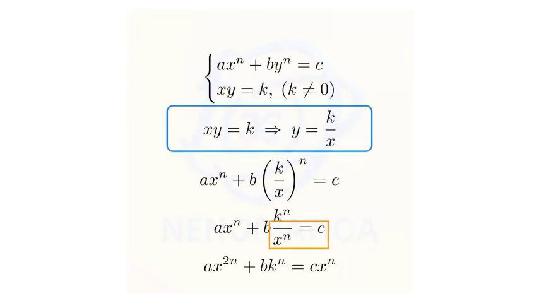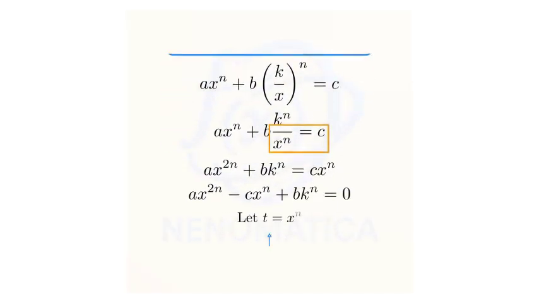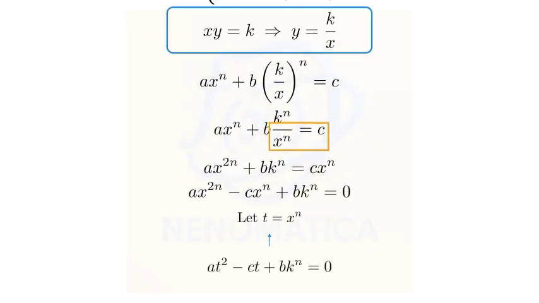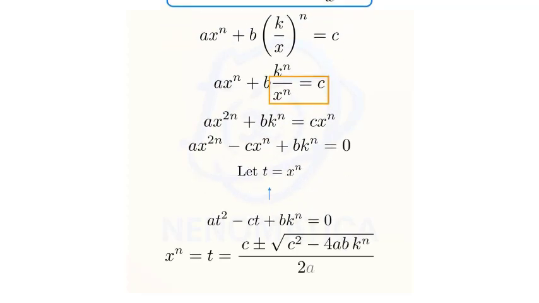Step 4. Clear the denominator by multiplying every term by x to the n. We obtain a times x to the 2n plus b times k to the n equals c times x to the n. Step 5. Move all terms to one side to write a clean polynomial equation in x to the n. Step 6. Solve the quadratic in t using the quadratic formula.